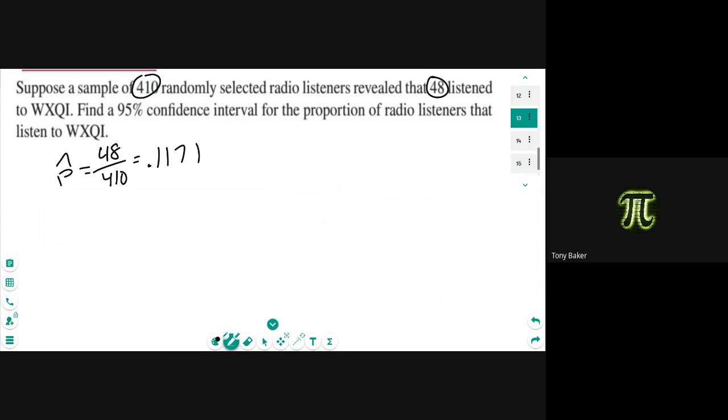Okay. What's my n? 410. What's my z? 1.96, because 95%. What's my standard deviation? No, that's my proportion. They don't give it to me, right? What's the formula for a proportion for standard deviation? We did this in chapter 8 and 9, I think.